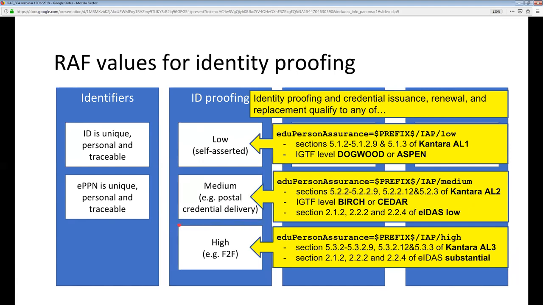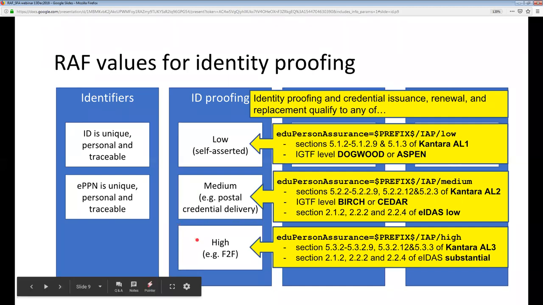And the third ID proofing component is high. So if the credential service provider complies with Kantara Assurance Level 3 or eIDAS Level Substantial, the CSP knows they are compliant with ID proofing level high as well.